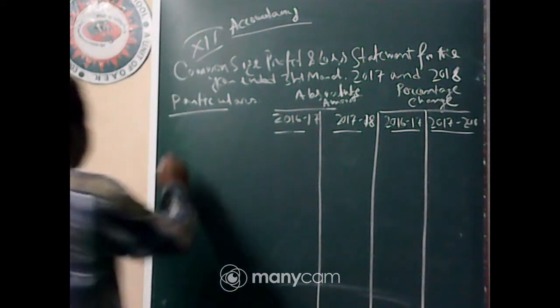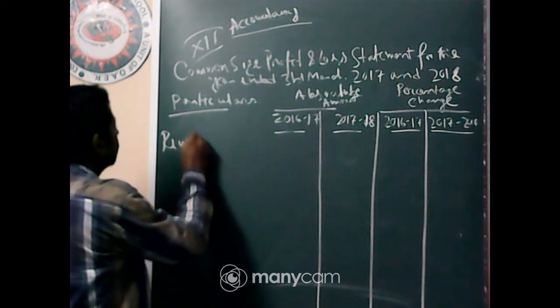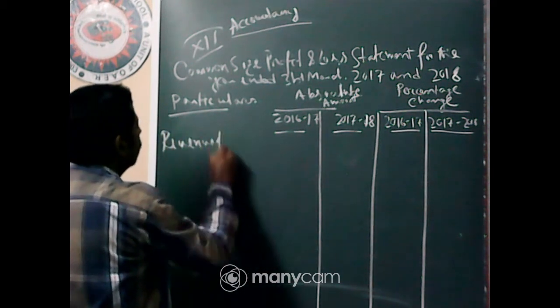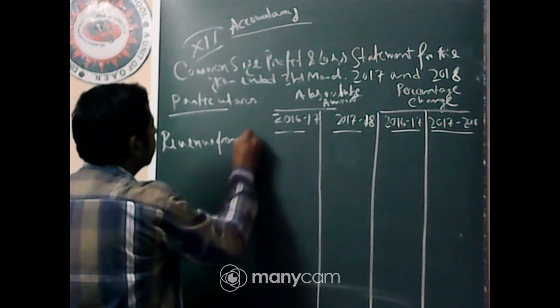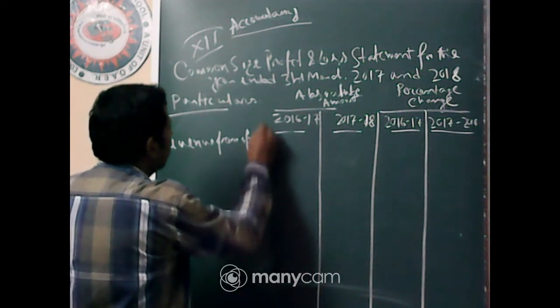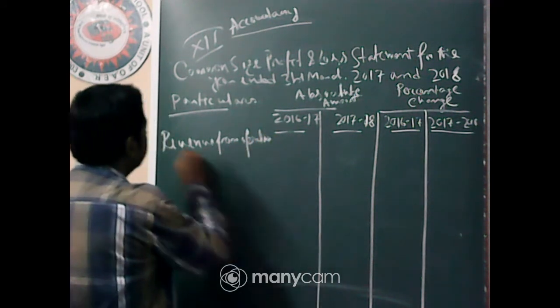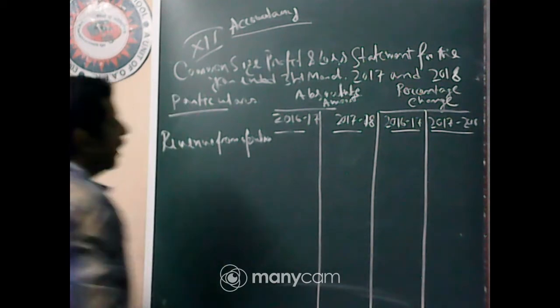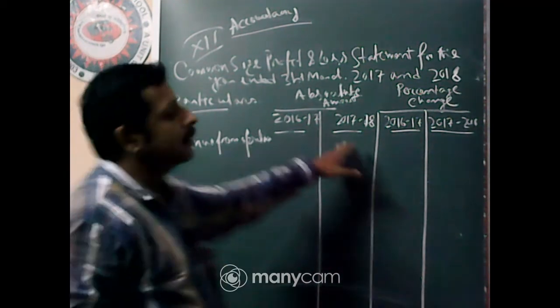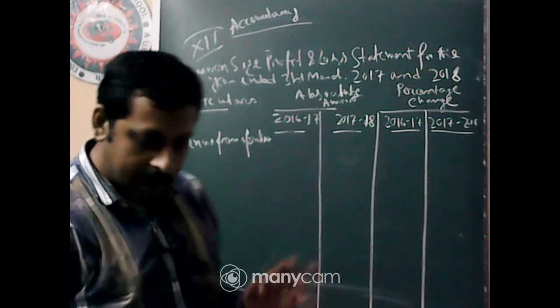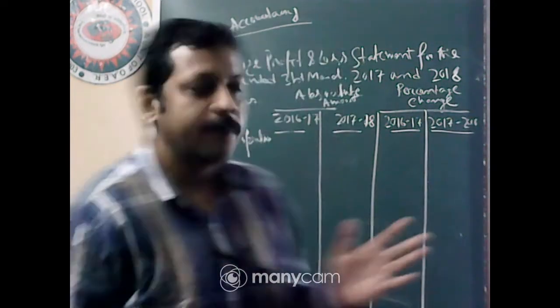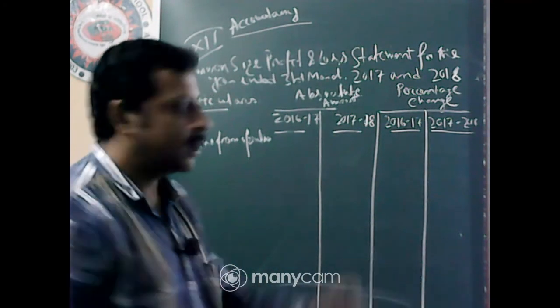So, first write revenue from operation. And we know the last year figure should be written first, then the current year figure. Always do that: previous year figures first, then current year figures.